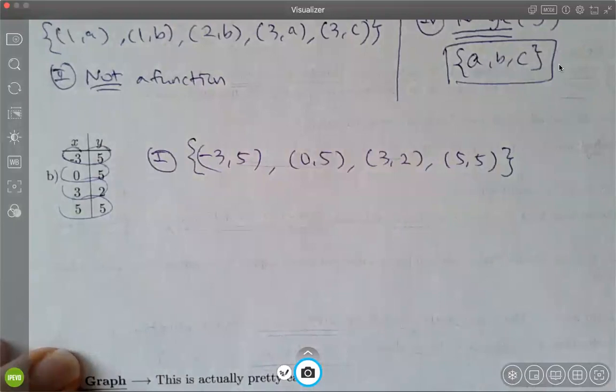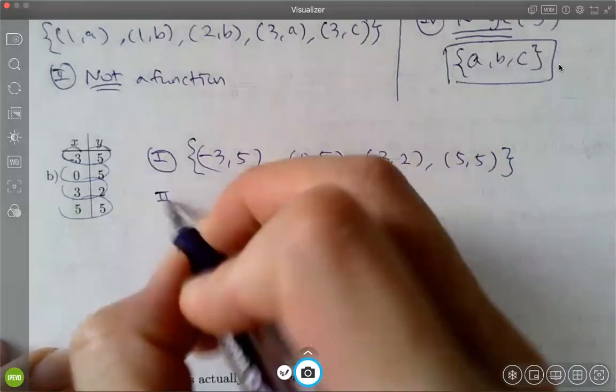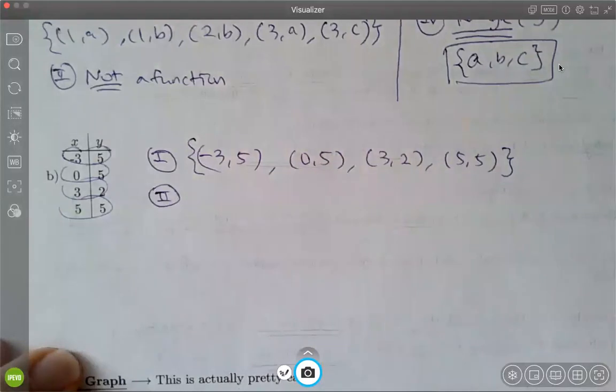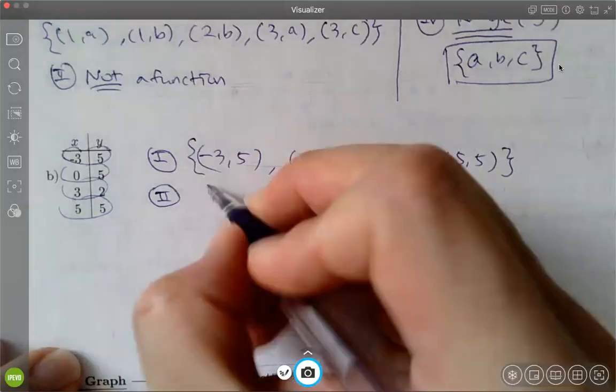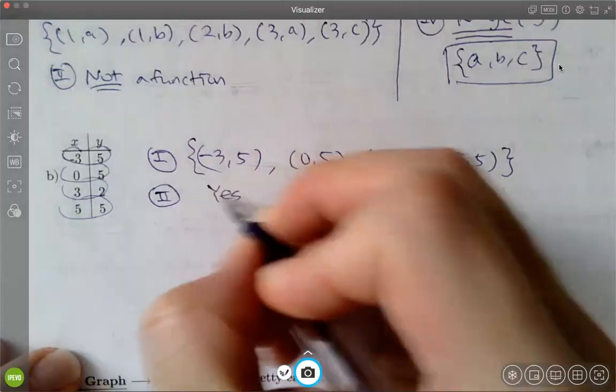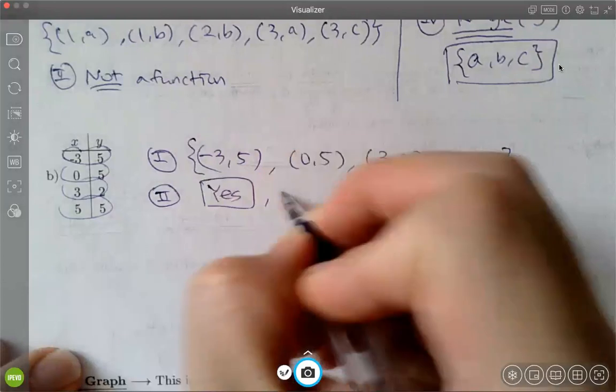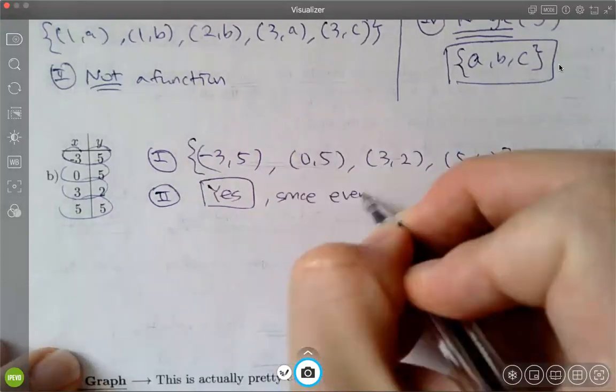Now, is this a function? Yes, right? And what's the reason? Every x value is different, right? So yes, it's a function since every x value is different.